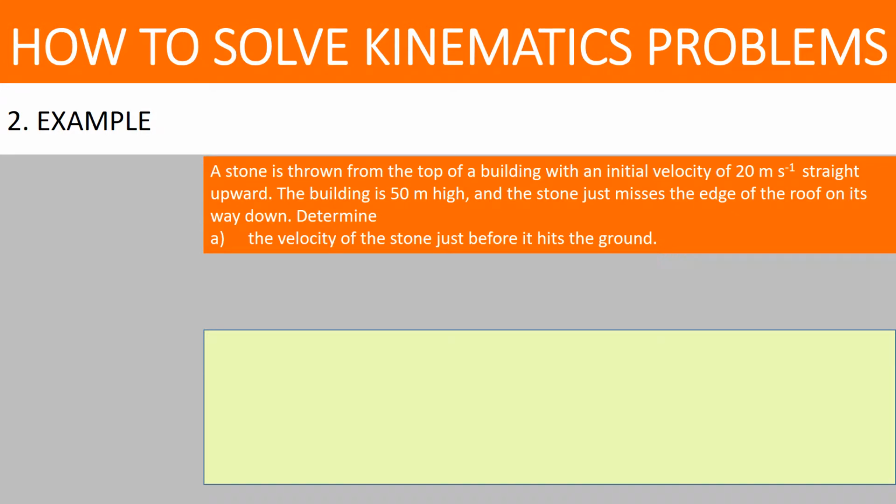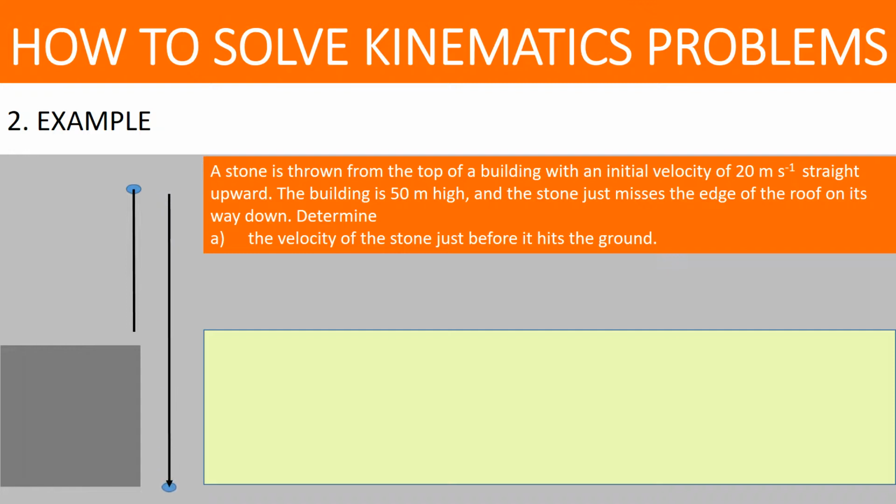Now let's find out how to determine the velocity of the stone just before it hits the ground. The diagram is still there. The tall building, the stone is going up, then it momentarily stays there, and then it comes all the way down and hits the ground. The values are still the same, 20 meters per second. The building is 50 meters high. So the quantities are all consistent with the stem of the question.